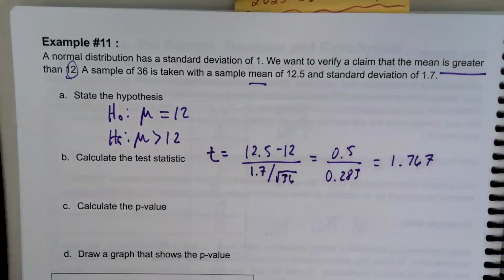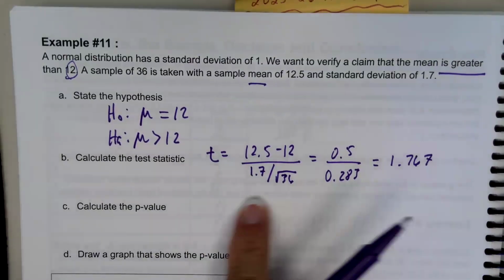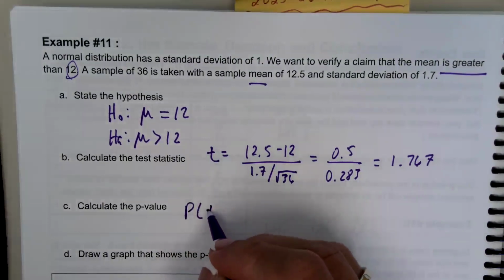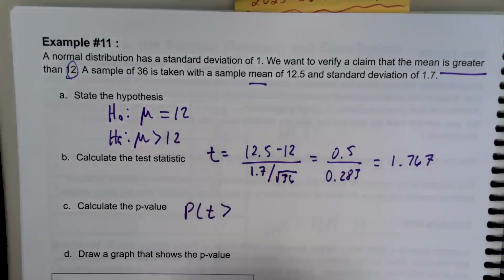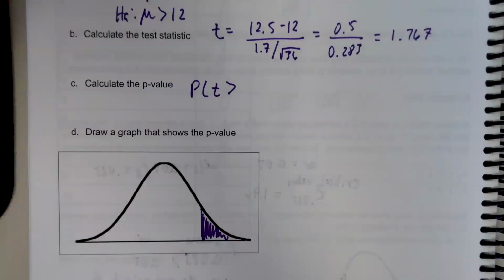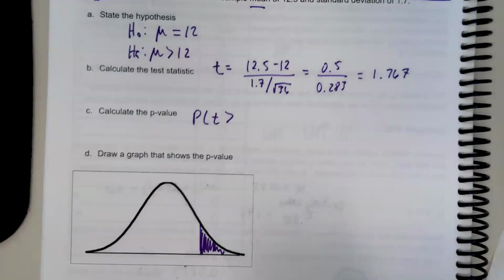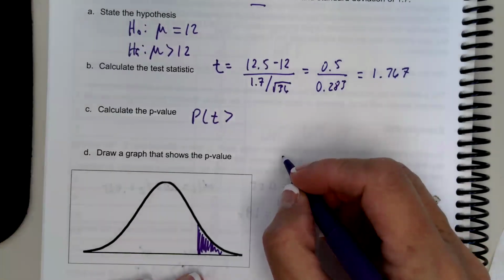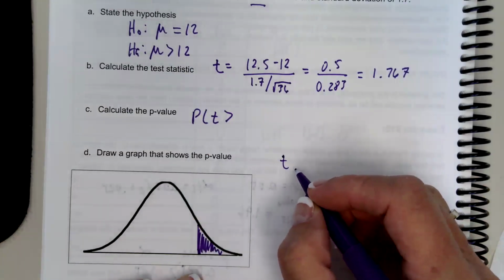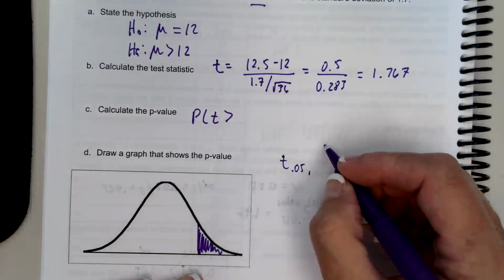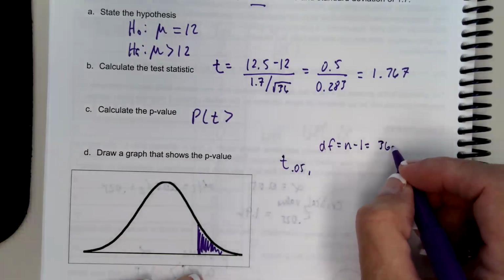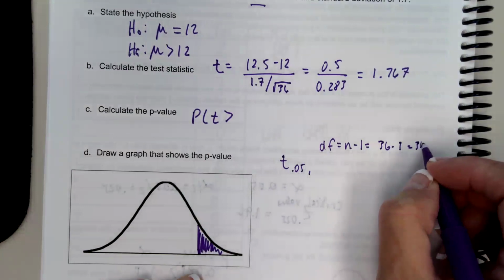Calculate the p-value. So we are looking to see the probability that this t would be greater than that, because it's a greater than. So everything's going to be over here, because if it's a two-tailed test, then we're going to have it drawn on both sides, but we don't. We have it right here. And they did not give us an alpha to go by, so we're going to use alpha 0.05 always. And then our degrees of freedom is equal to n minus 1. So that is 36 minus 1, which is 35.